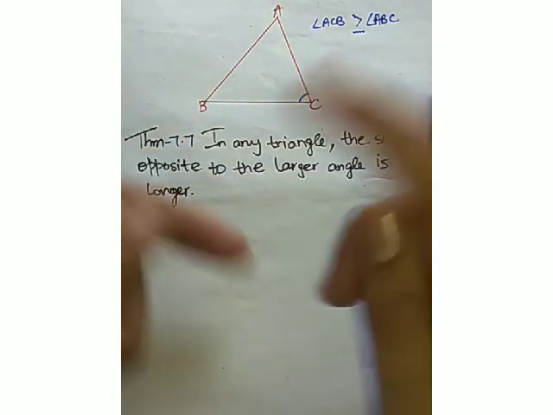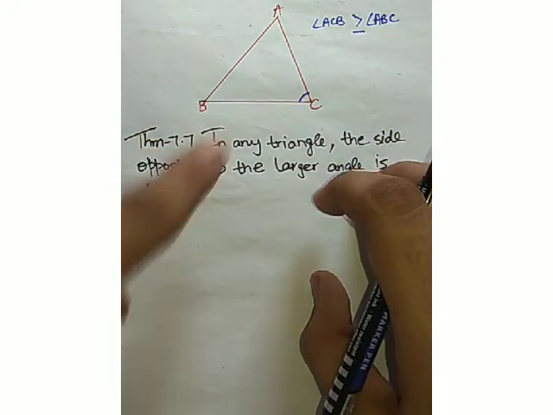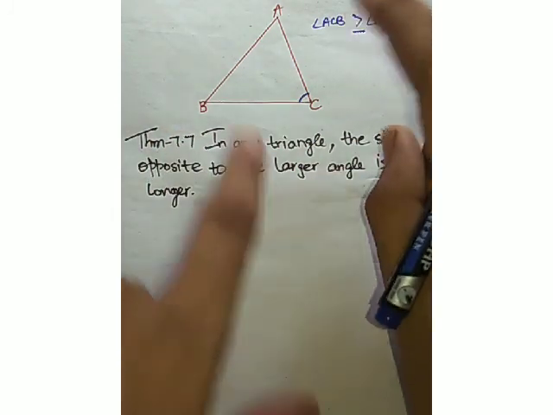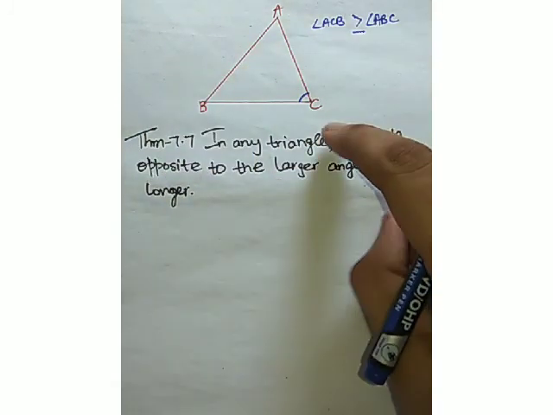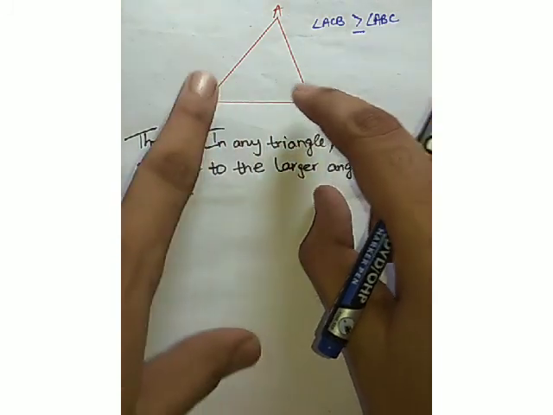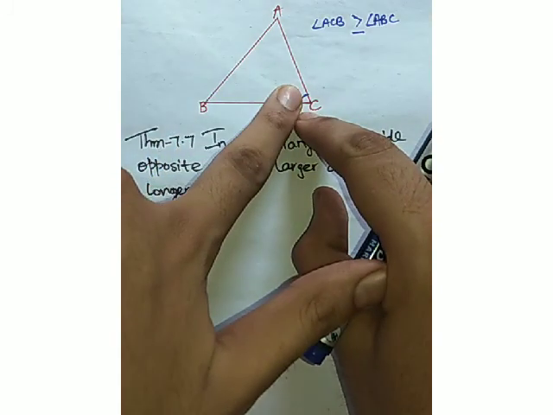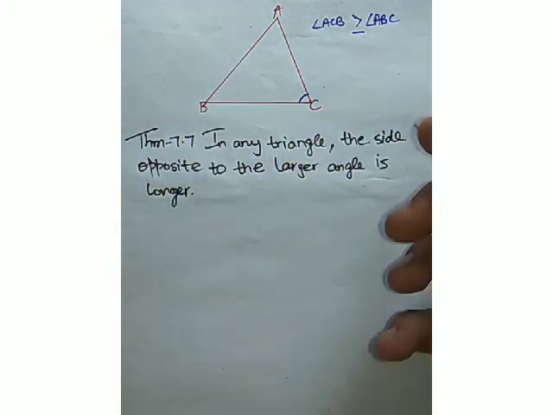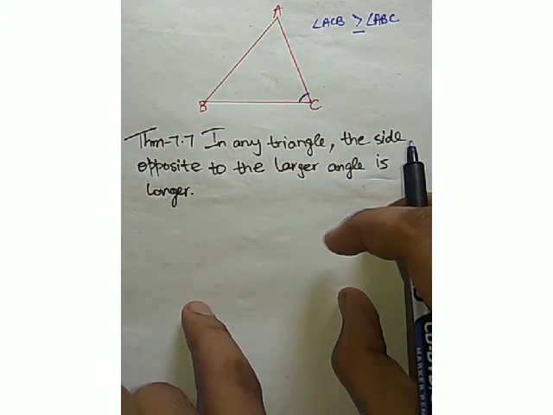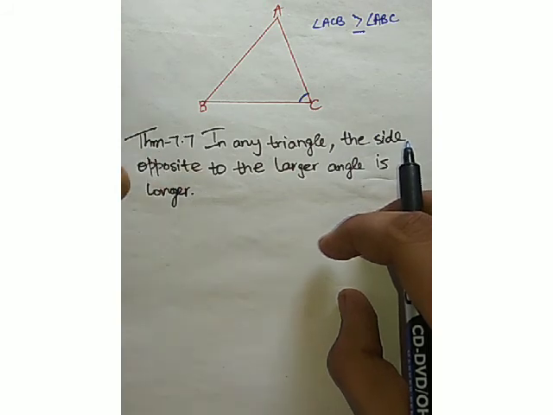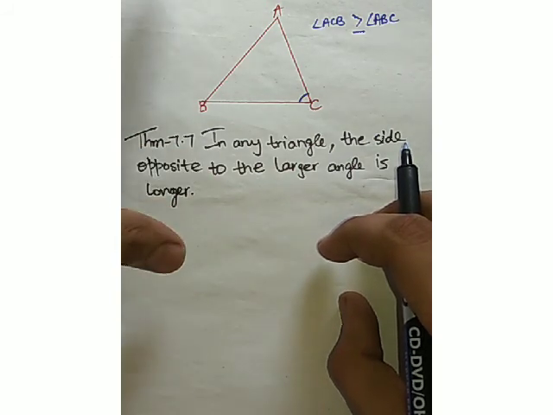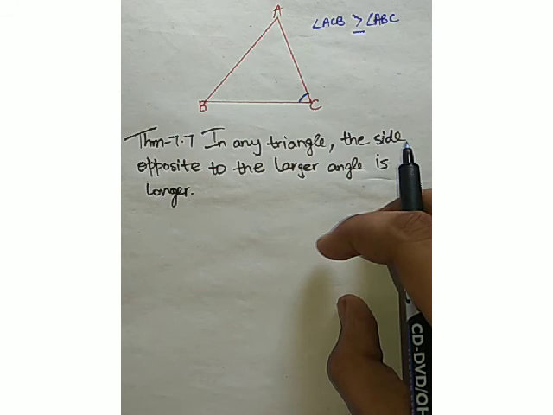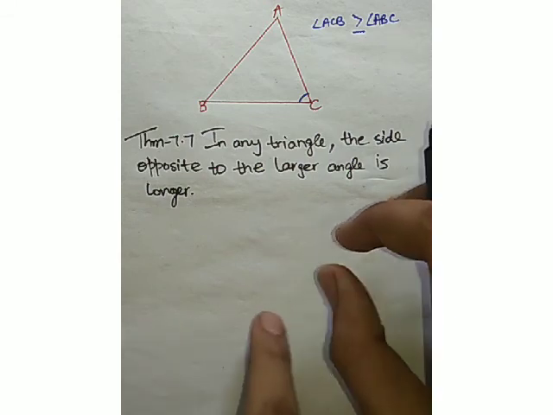So it's kind of reciprocating the previous theorem. In the previous theorem, if two sides are unequal, then the angle opposite to the longer side is greater, but in this theorem the side opposite to the greater angle is greater. So these are kind of reciprocating each other, and it's pretty easy to remember both of these theorems because they are interconnected in one or many ways. Okay, so this was the statement.